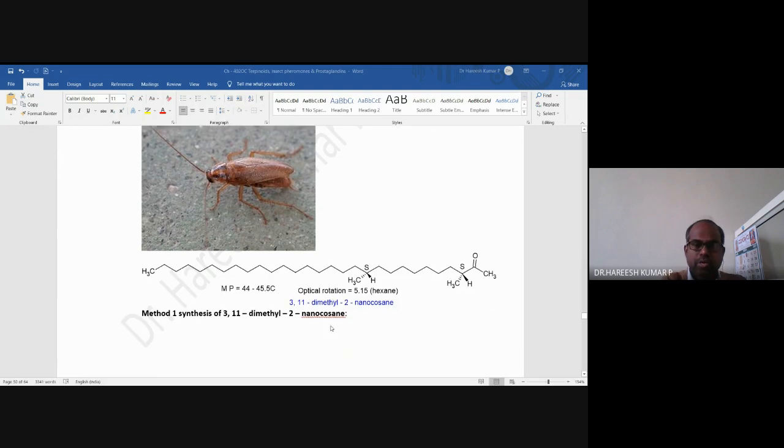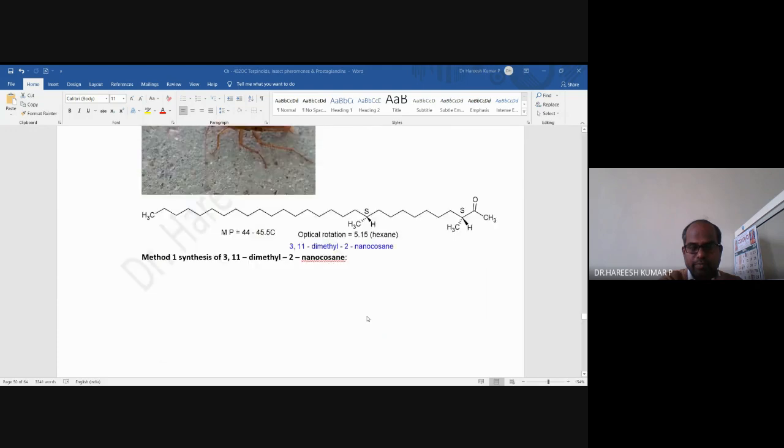So let's look into the synthesis again. Here also we are discussing a common method of synthesis of nanocosane, and also we are discussing stereoselective synthesis. Stereoselective means how we can get an SS configuration of nanocosane. So now let's look into method one, that is the synthesis of 3,11 dimethyl 2 nanocosane.